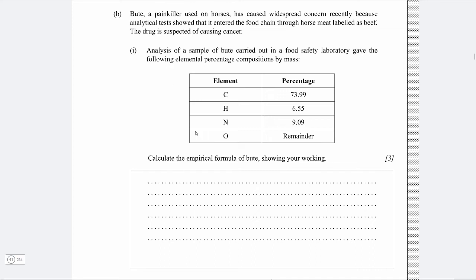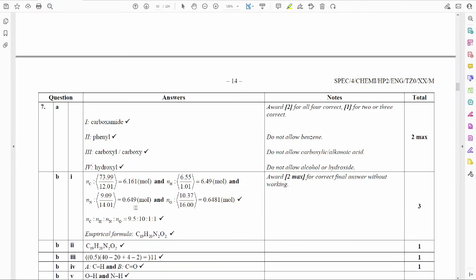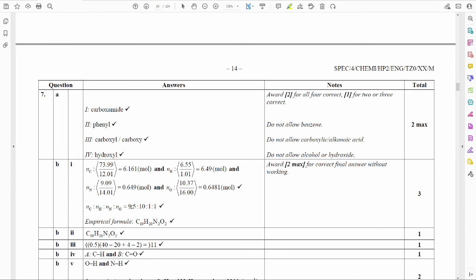Empirical formulas are found by dividing the percentage mass by the molar mass. And then you do the same for carbon, hydrogen, nitrogen, and oxygen. And the remainder is of course just 100 minus the sum of these 3. And then you should get some mole ratio, and you divide by the smallest in the ratio, and then you should get an integer ratio, which in this case turns out to be approximately 9.5 to 10 to 1 to 1. And then you multiply by 2 to get the integers, and then you get this ratio.